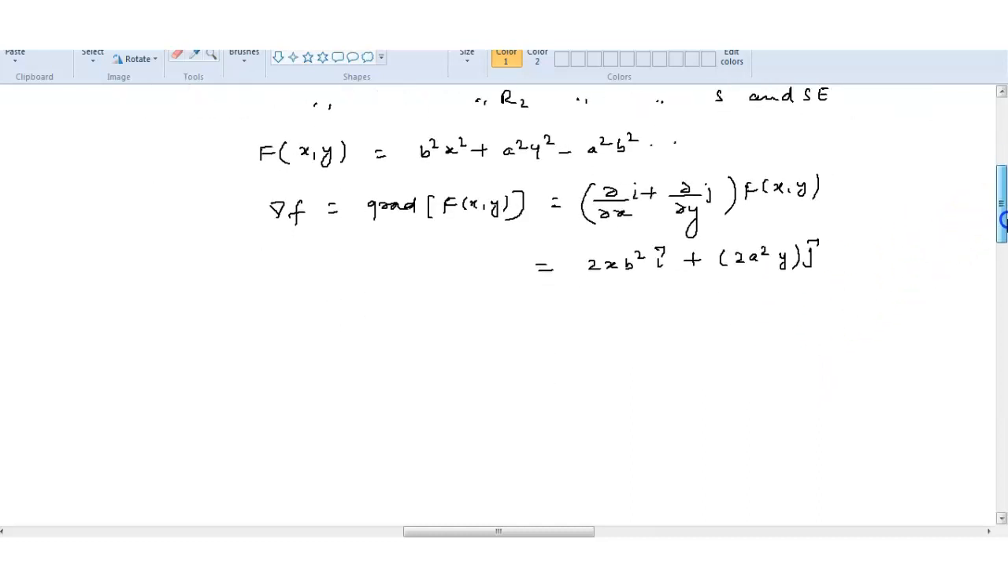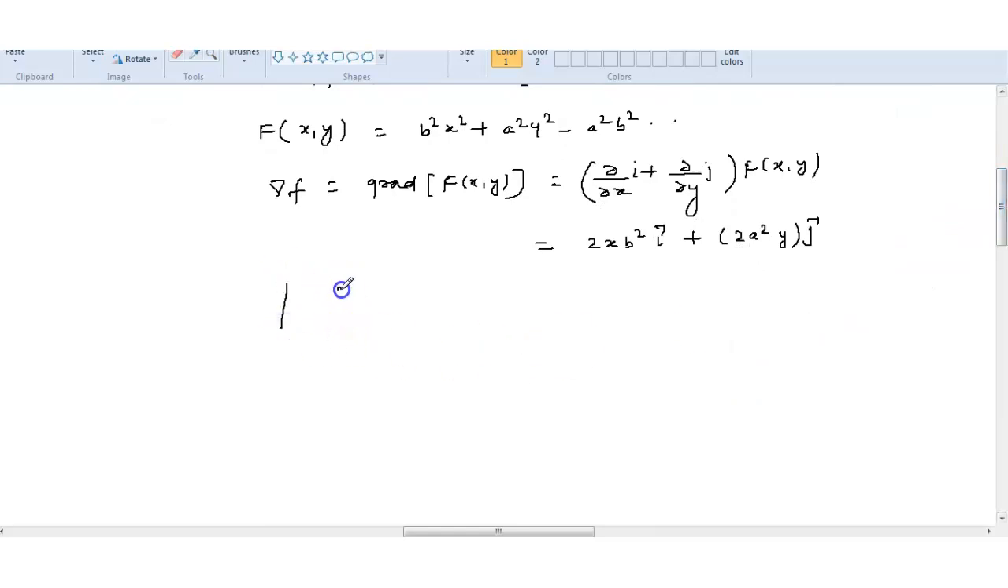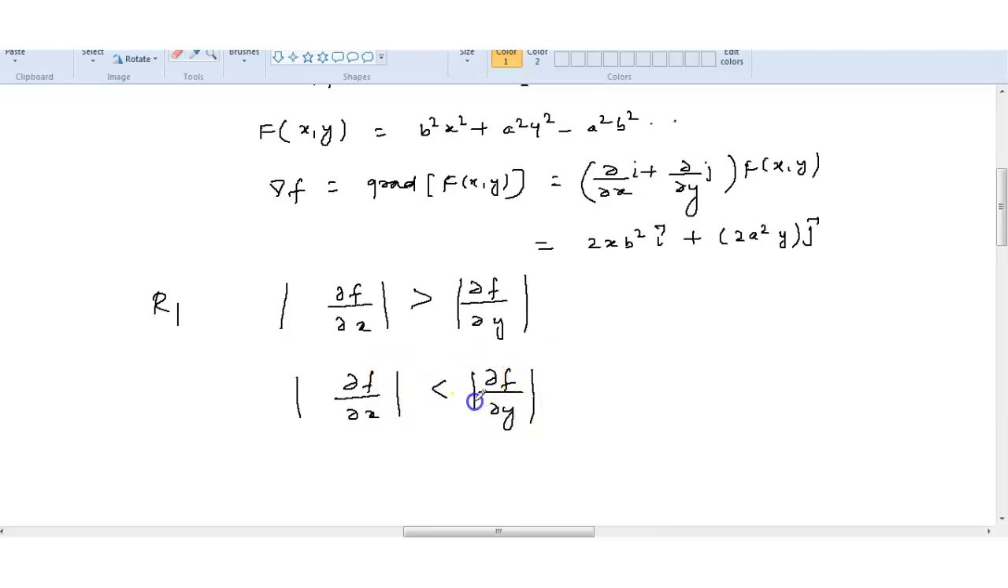So also we can decide by this one: del f by del x and del f by del y, if we take the absolute values, if the one with respect to x is greater, the slope is greater, then we can say that this is region 1. If del f by del x is less than del f by del y, then we can write this is region R2. When both are the same, del f by del x and del f by del y, then we can say that these are at the region boundary.